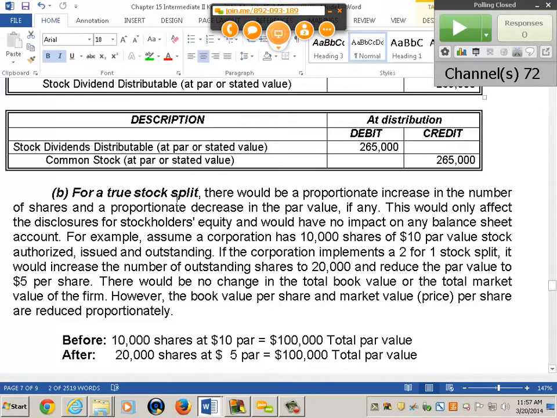It was done, and I think the driver there is that the SEC and the New York Stock Exchange wanted companies not to use stock dividends, but rather to split their shares. And the retained earnings hit is the detriment, or at least the deterrent, to using small stock dividends.